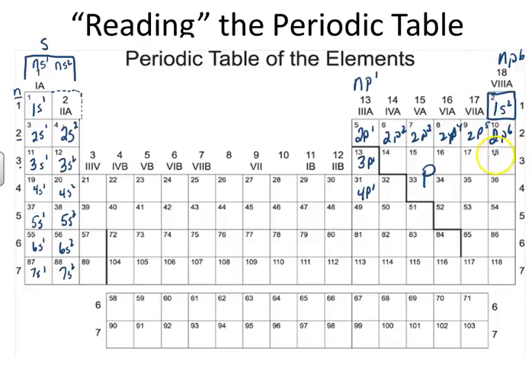Over here we would have 3p6, 4p6, and so forth the rest of the way down. And all those in between would fit into their particular categories.